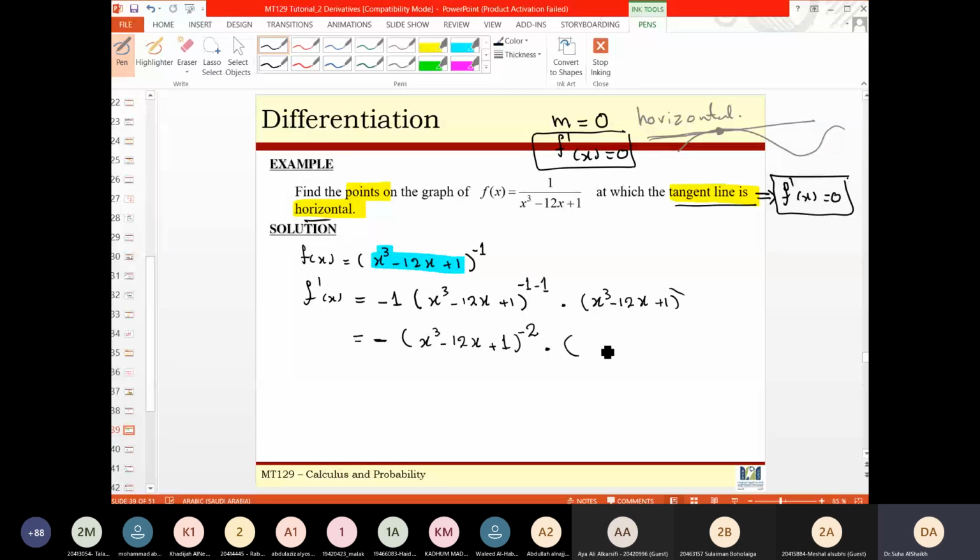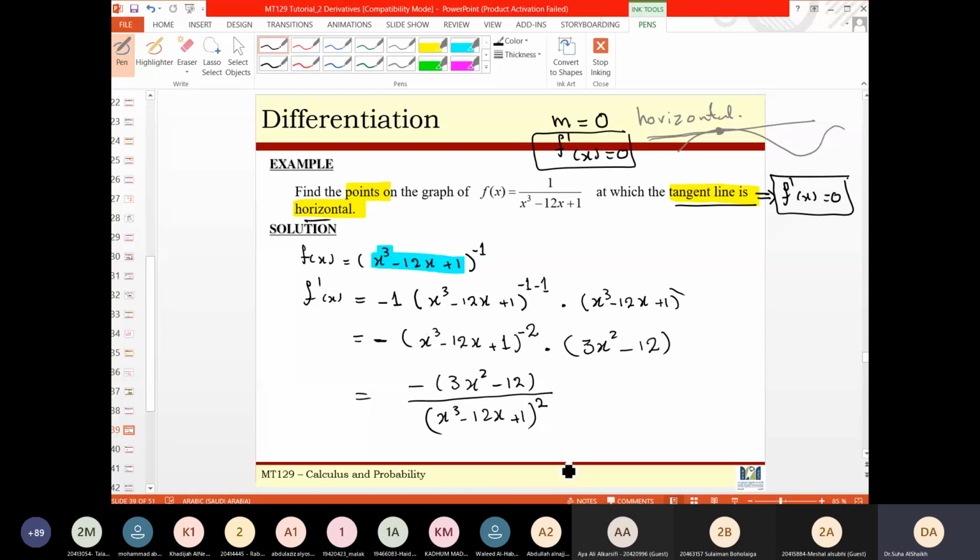What's the derivative of this amount? It's 3x squared minus 12. I make a small rearrangement. This is minus 3x squared, let me write it like this. Keep it, minus 12, divided by x^3 minus 12x plus 1 to the power 2. It's down now, power 2.